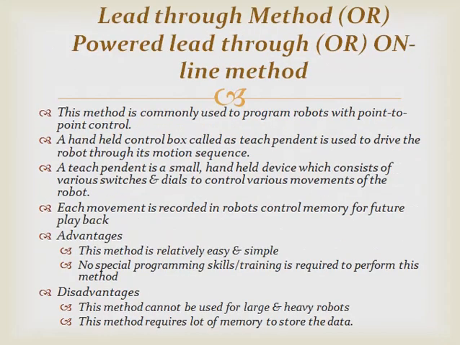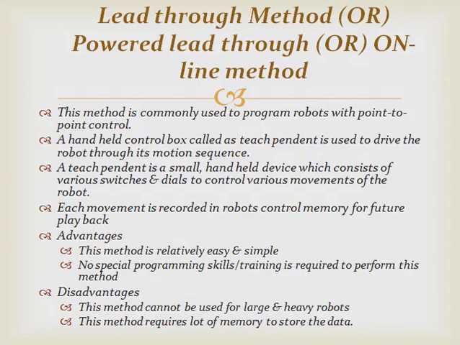Next we'll move on to the third method, which is called the lead through method. We already mentioned the lead through method. We can also call it the powered lead through method, or we can also consider this as the online method. So what happens in this method? This method is commonly used to program robots with point to point control. We need to consider a handheld control box called a teach pendant, which is used to drive the robot through its motion sequence.